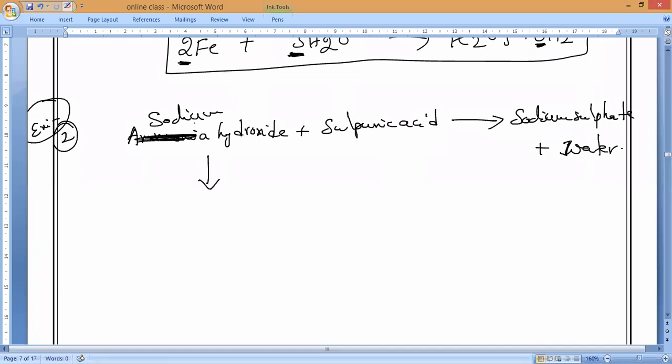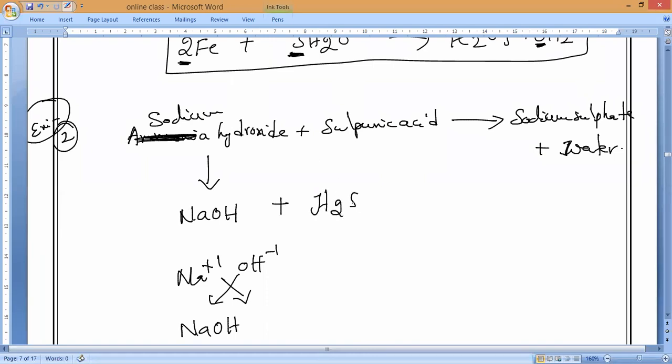So what is the word equation, the skeletal equation? Sodium hydroxide, what is the formula? Na plus 1, OH minus 1. Crisscross, NaOH. Clear, guys? Sulfuric acid, tell me what is the formula? H plus 1, sulfate 2 minus.